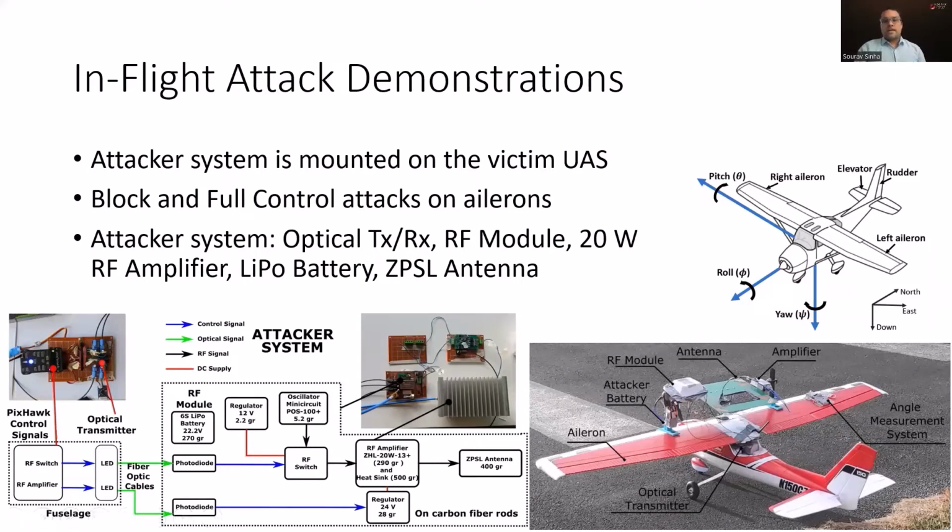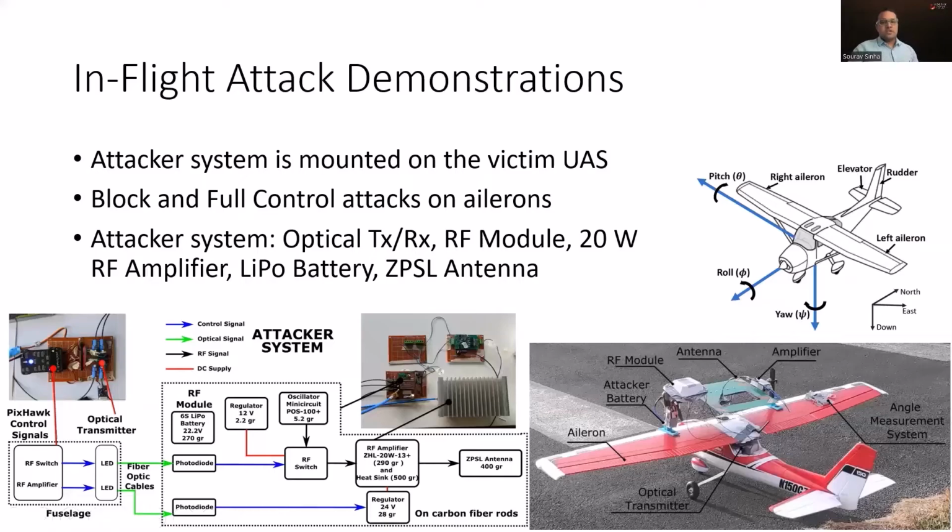The attacker system is mounted on top of the UAS and consists of optical transmitter and receiver, a 20-watt RF module, a 20-watt RF amplifier, LiPo battery, and the antenna. The victim controller is programmed to initiate the attacks, and the attack signals are sent as optical signals so that they are not affected by the EMI. The RF switch modulates the attack waveform, which is then fed to the RF amplifier with an output of 20 watt. And finally, the attack waveforms are radiated by the antenna.